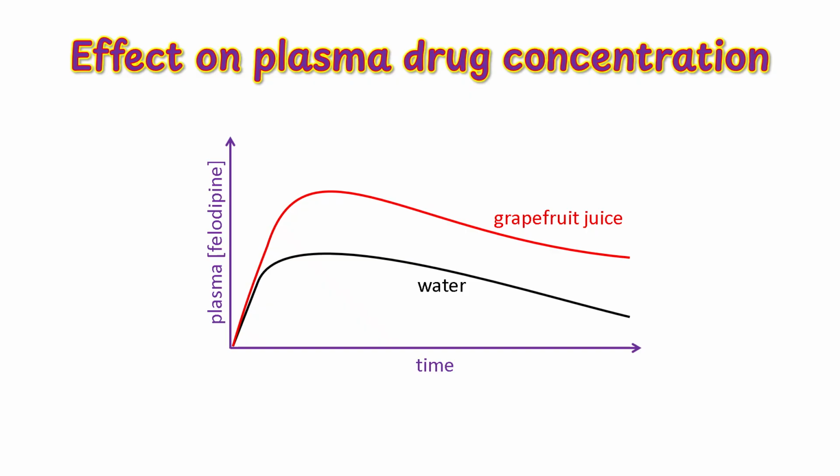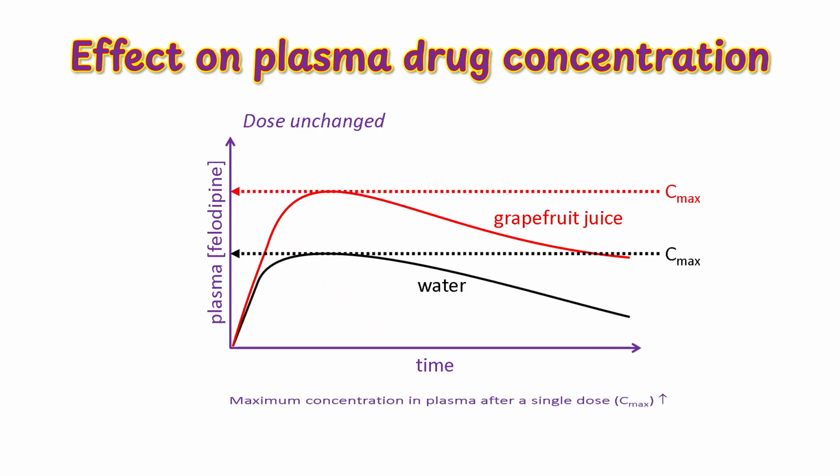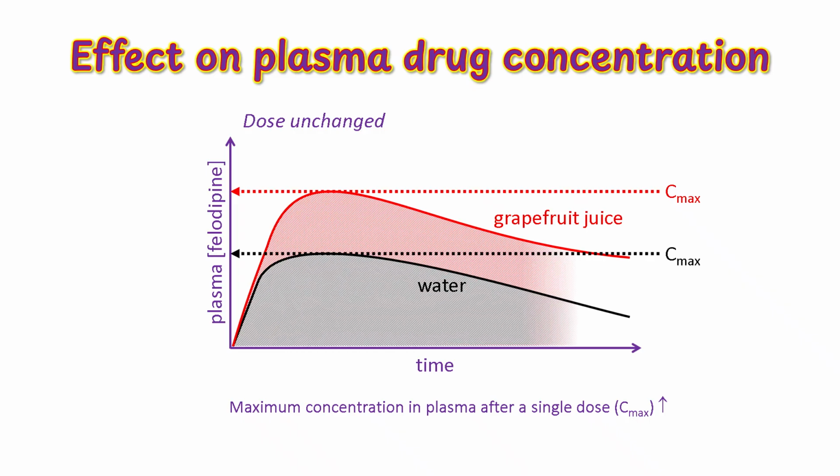Now you should understand why grapefruit juice altered the plot of plasma drug concentration versus time. Inhibition of intestinal CYP3A4 does not change the administered dose, but it markedly alters systemic drug exposure. When grapefruit juice is consumed, less drug is metabolized during intestinal first-pass metabolism, resulting in higher peak plasma concentrations and increased overall exposure measured as the area under the curve. Pharmacokinetically, this is equivalent to increasing the dose, even though the patient has taken the same amount of drug.